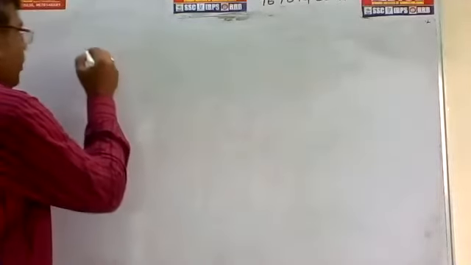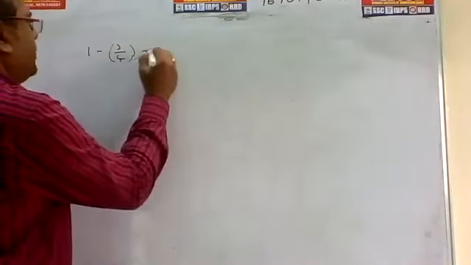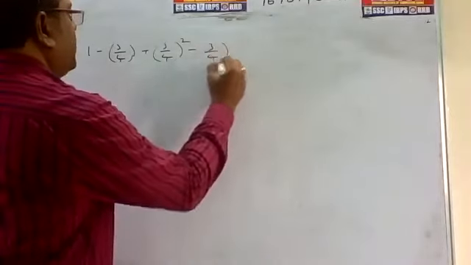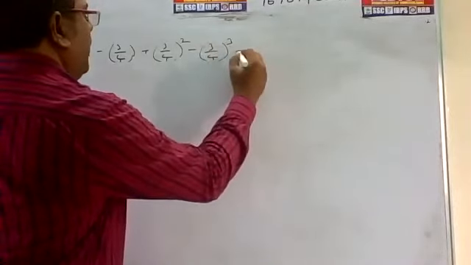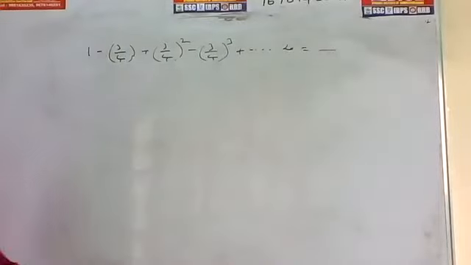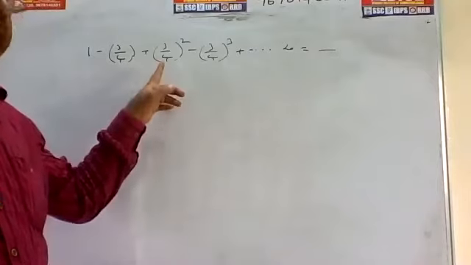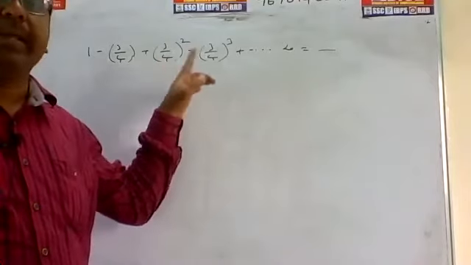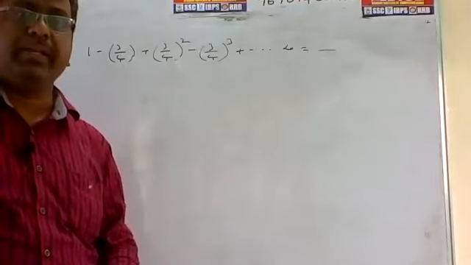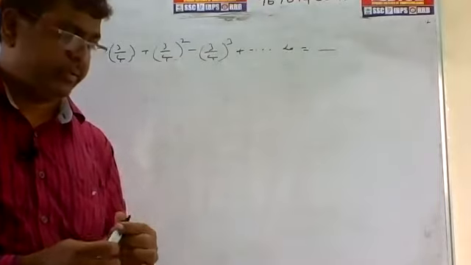1 minus 3 by 4 plus 3 by 4 whole square minus 3 by 4 whole cube plus so on infinity is equal to dash.